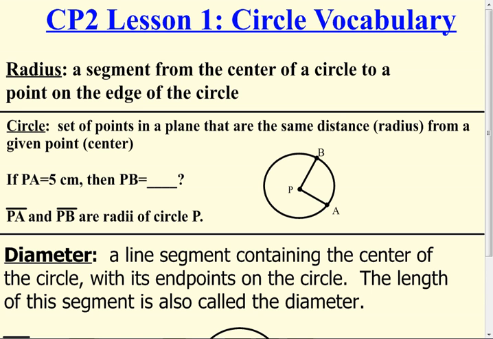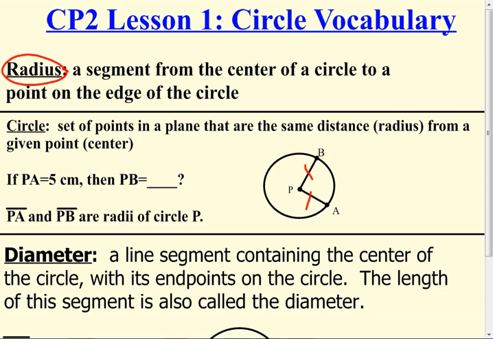The radius of a circle is the segment that joins the center of the circle to any point on the circle. Yes, and what's true about all the radii, the plural of radius is radii? What's true about all the radii in a circle? They're congruent. Okay? So we need to know what a radius is.